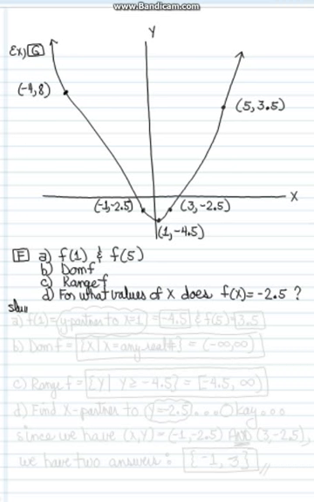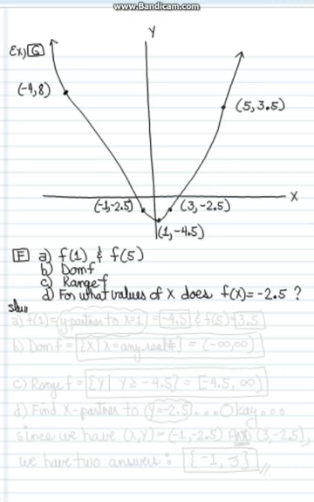There's negative 4, 8 for xy. There's negative 1, negative 2.5. Down below, the lowest point is 1, negative 4.5. Then we have 3, negative 2.5, and 5, 3.5. Okay, so it's a strange looking graph. I have some points on it.